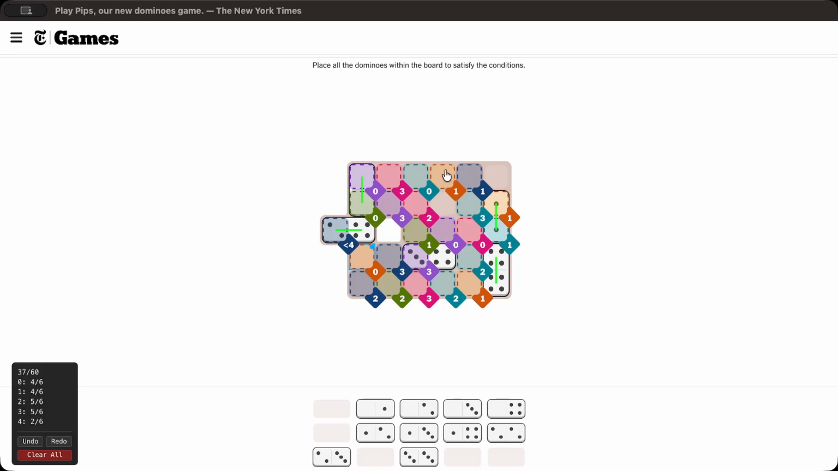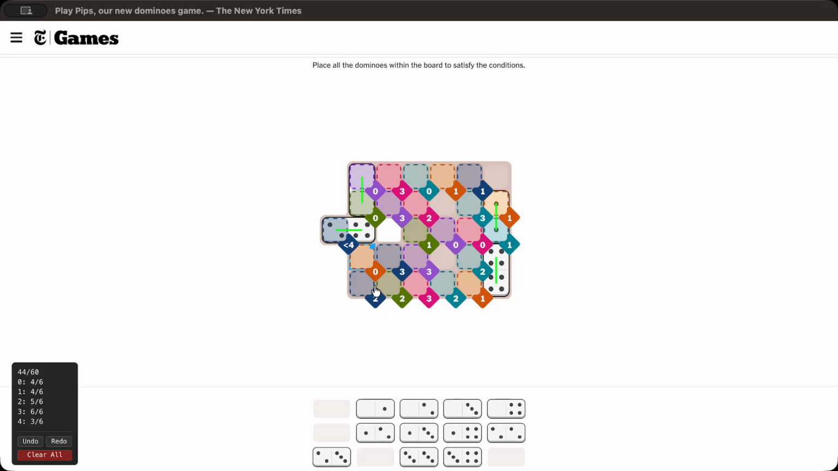I think there's only one spot for the 4-3. Right? Can't have a 4-3 here. Oh, we could. We could have a 4-3 here, and then we'd have a 4-1 and a 4-0. Yeah, okay. It looks like those could go many ways. Maybe there's a way to determine which way they go.